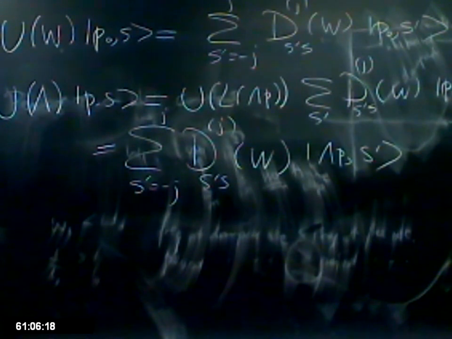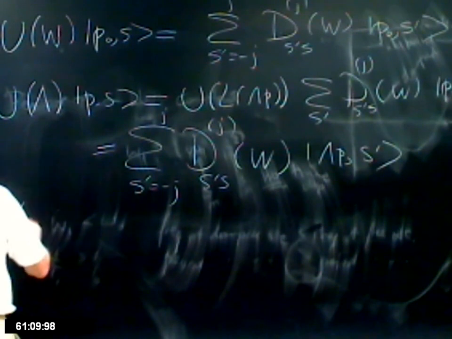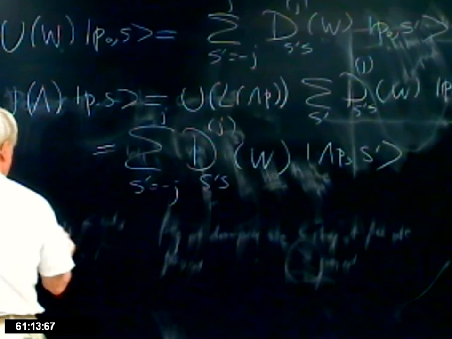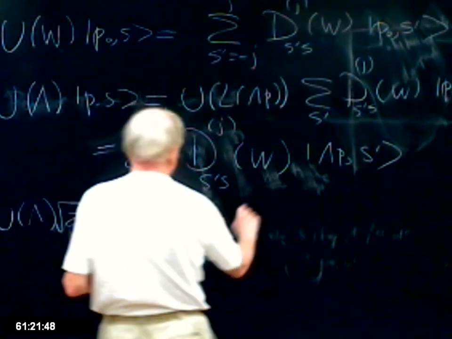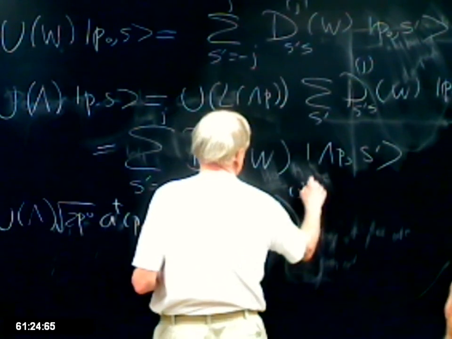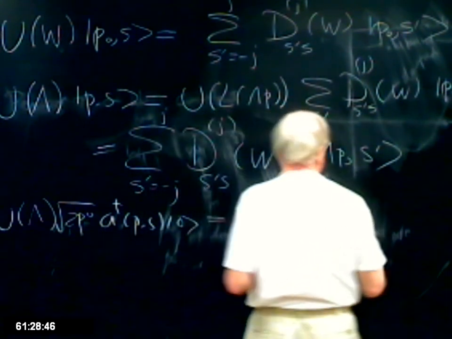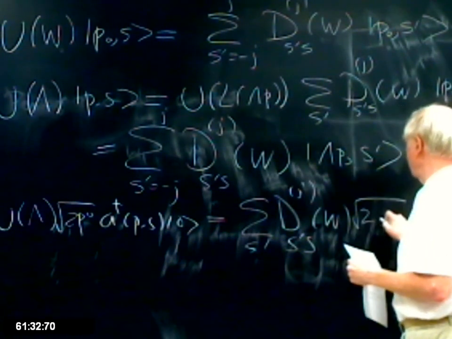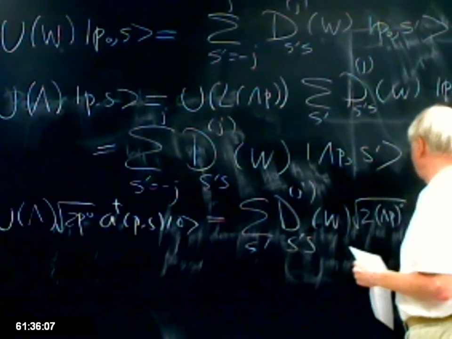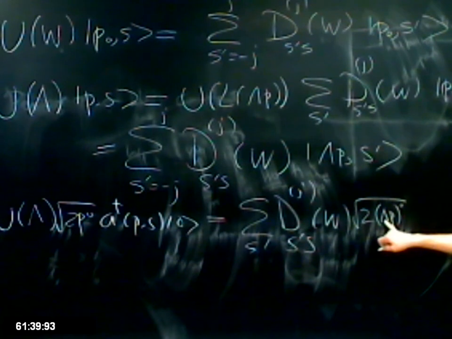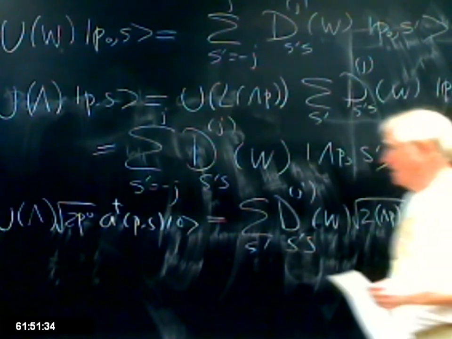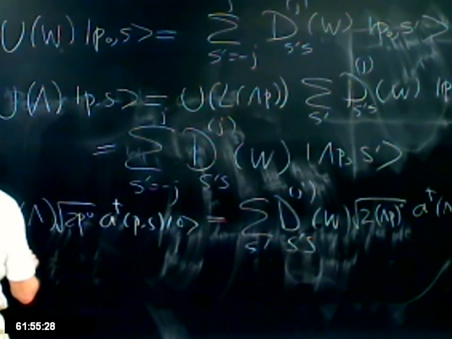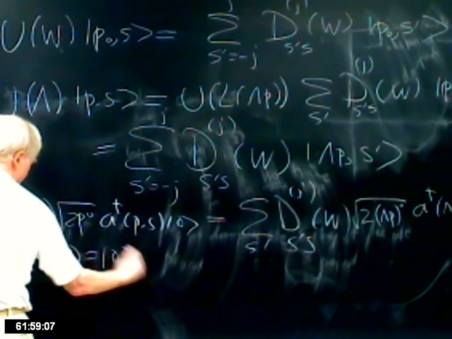And now in the P and S notation, |P, S> is in fact square root of 2P0, a dagger of P and S on the vacuum. And this is sum on S prime D^j S prime S of W. And this one is square root of 2 lambda P0, that is to say the energy of a particle with momentum lambda P, a dagger of lambda P S prime on the vacuum. And of course, the inverse of lambda on the vacuum is just the vacuum.